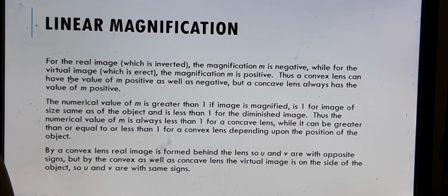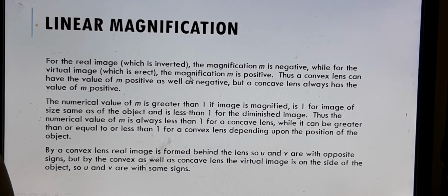Now remember, for linear magnification for the real image, the real image is inverted, isn't it? So when you take the length of the object, you will get a positive sign because it is above the principal axis. But when it is a real image, it will be inverted, isn't it? So the value for I will be negative. So always for a real image, the magnification is negative.